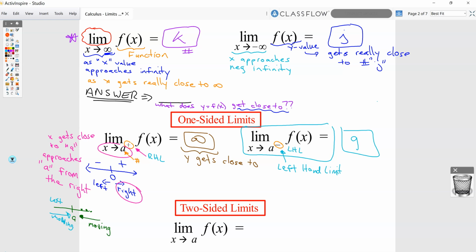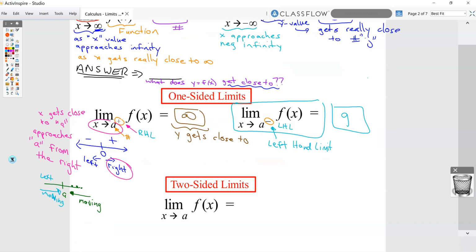We have a one-sided limit on the right when you see the plus sign. So now let's talk about when you do not see a plus sign. So if there's no plus or minus symbol in the limit notation, that means we're not doing a one-sided limit, we're doing a two-sided limit. So our definition for a two-sided limit means the x approaches a, gets closer and closer and closer.